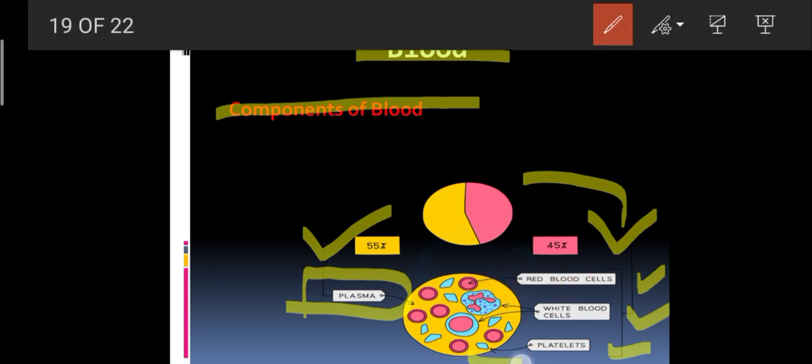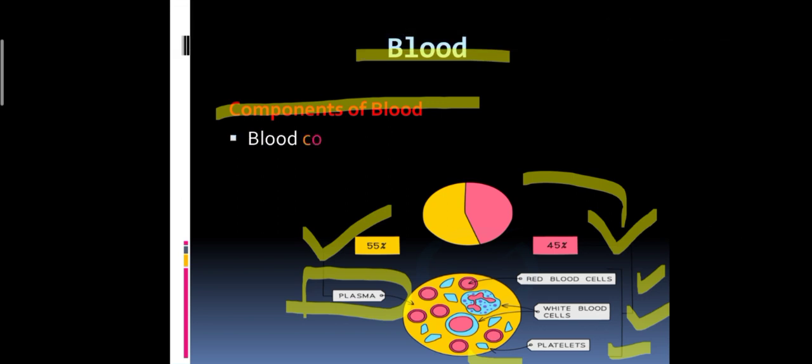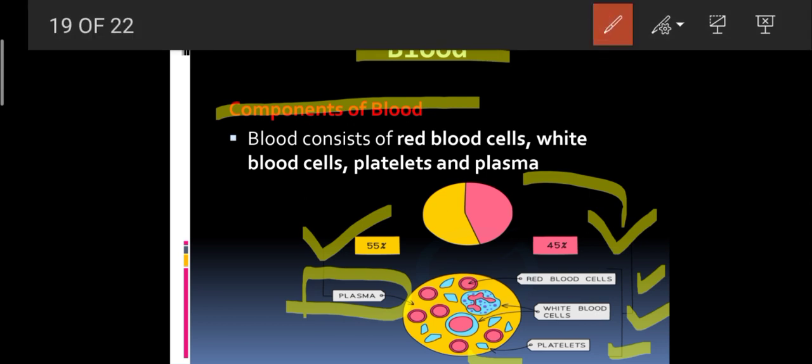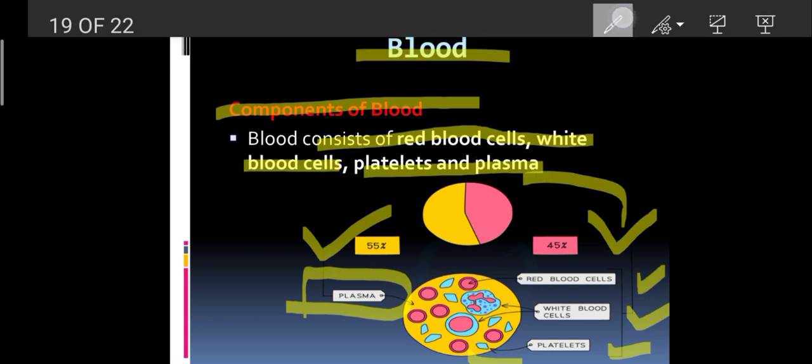As in this diagram we can see that there is 55% plasma in the blood and 45% cells, which are red blood cells, white blood cells and platelets. Here we can see the plasma in the diagram. This one is the red blood cell. It is showing the white blood cells, and here platelets are present. So this is about the cells. Blood consists of red blood cells, white blood cells, platelets and plasma.